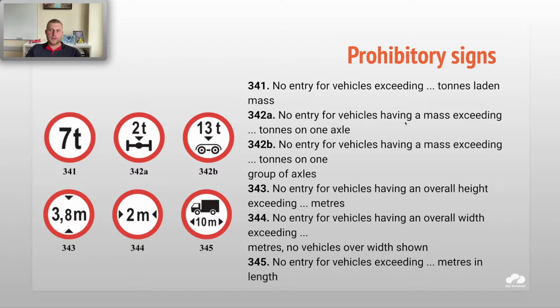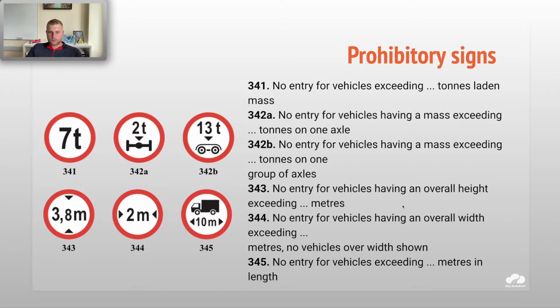No entry for vehicles having a mass exceeding a certain tons on one axle. So usually cars, they have axles, right? One in front, another one on the back. 2 axles. And in general, we have 4 wheels. So for the truck drivers, it means that on one axle, it cannot be more than 2 tons. Or combination of axles, group of axles. Yeah, trucks, they have a group of axles, so usually it's behind, like 2 at once. And mass cannot be more than this.